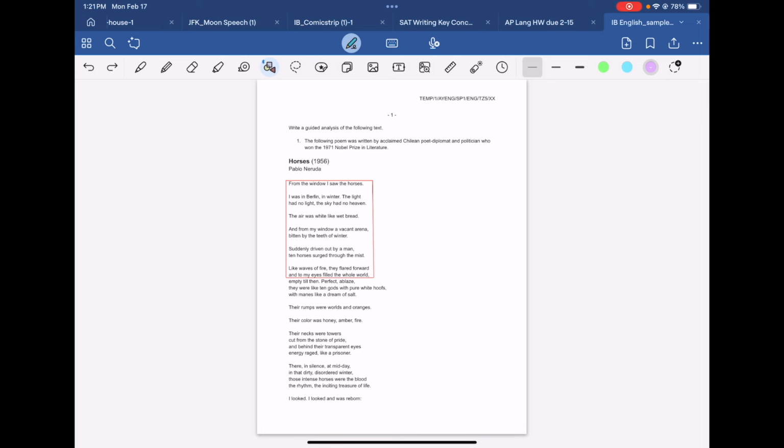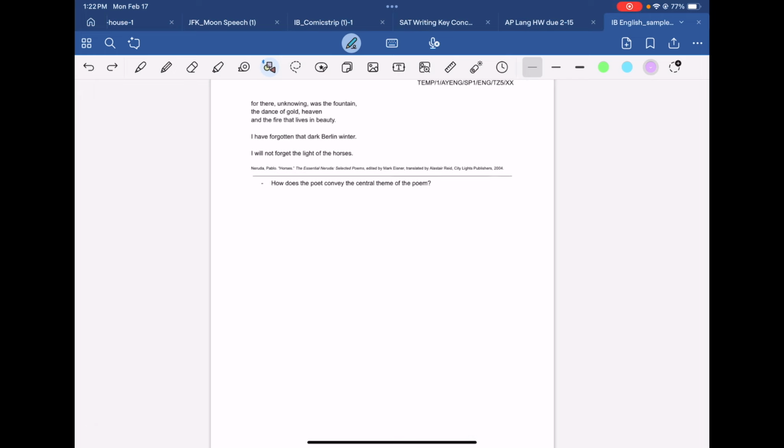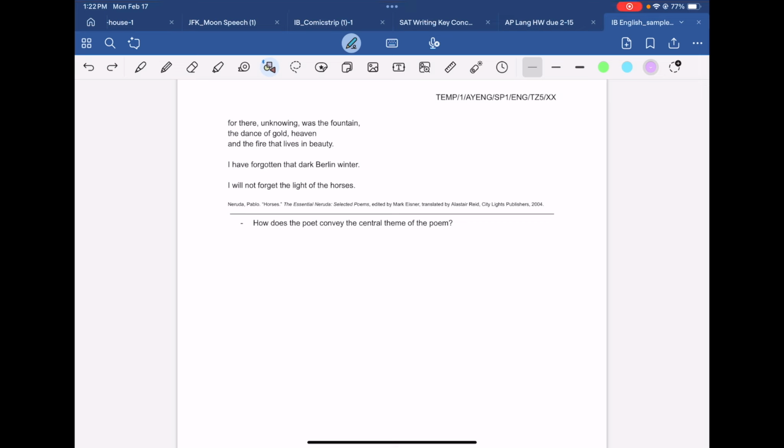Alright, let us begin with the analysis of an IB English exam. Here we have two options in a Paper 1 format. The assessment requires students' ability to analyze and interpret literary texts. The first and foremost step in tackling Paper 1 would be to look at the guiding question available at the end of a text. Let us read the following question together. How does the poet convey the central theme of the poem?